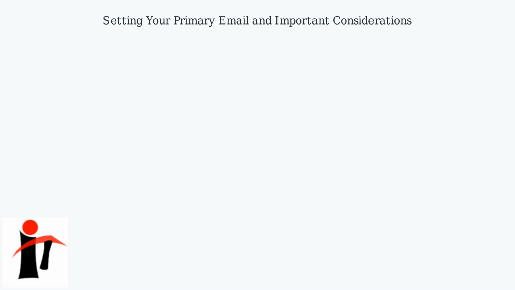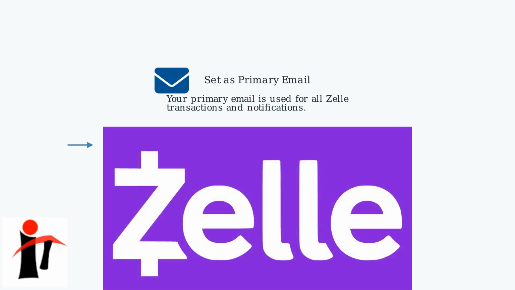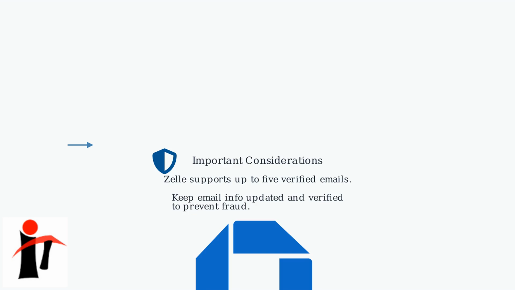Now that you've added and verified your new email, let's set it as your primary. Your primary email is used for all Zelle transactions and notifications. While the system may automatically set a primary email based on usage, you can manually change it. In the Manage Emails section, select the email you want to use and set it as primary. Only one email can be primary.